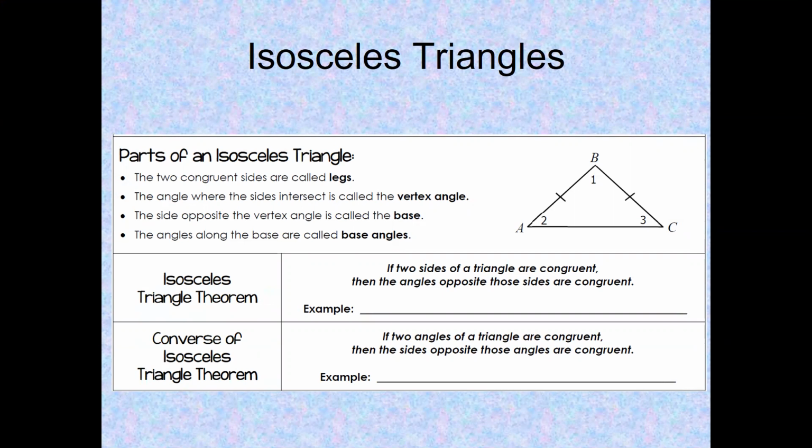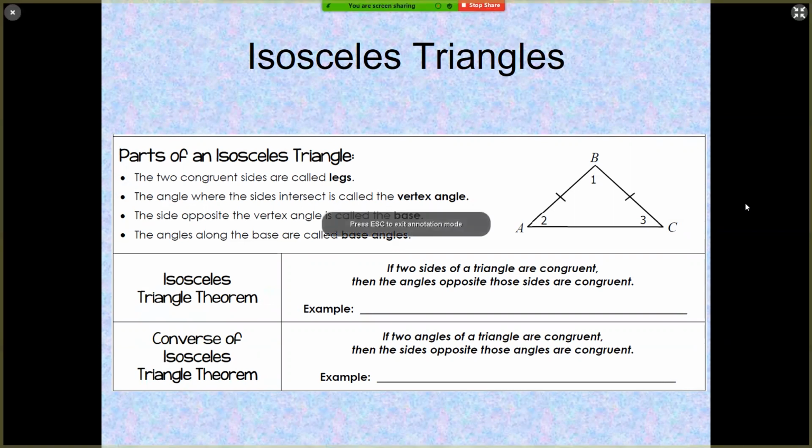In this case, your vertex angle would be angle B, or angle 1, if that's how you wanted to call it. The side opposite of your vertex angle, so opposite of B, is this side down here. That's called your base. And then the angles that are along the base are called your base angles. So both A and C would be base angles.